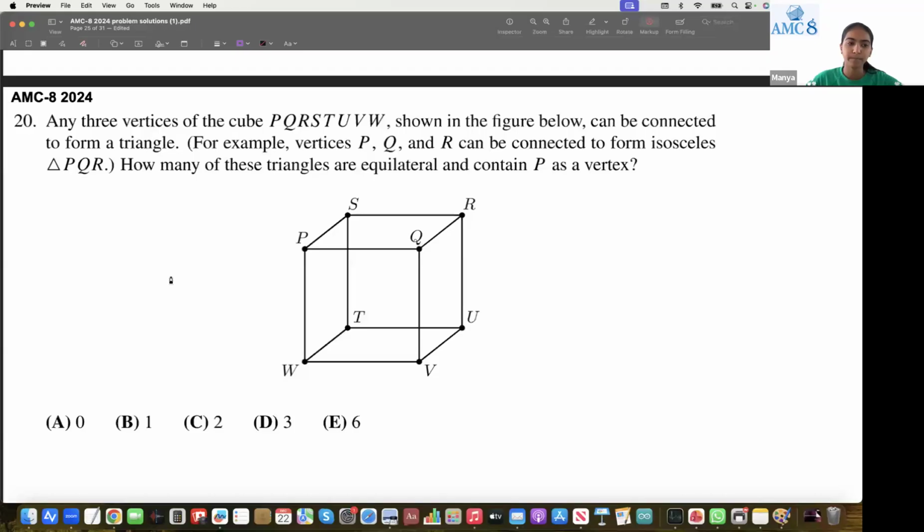Problem number 20. Any 3 vertices of the cube P, Q, R, S, T, U, V, W shown in the figure below can be connected to form a triangle.